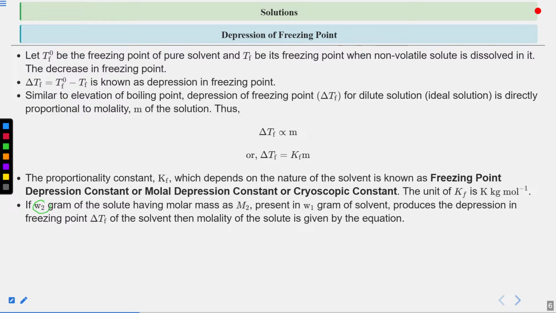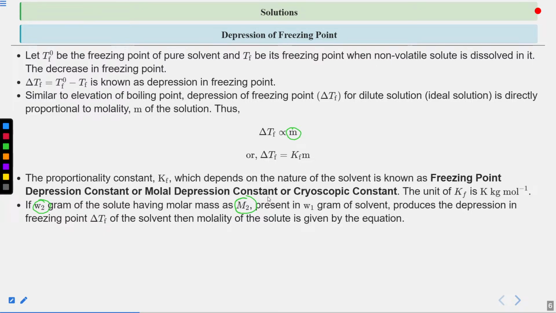If W2 is the mass of the solute and capital M2 is the molar mass of the solute, we can't take molarity. When you saw the slide earlier, it was written clearly that this derivation is experimentally based. So we are getting it directly proportional to molality and not molarity.